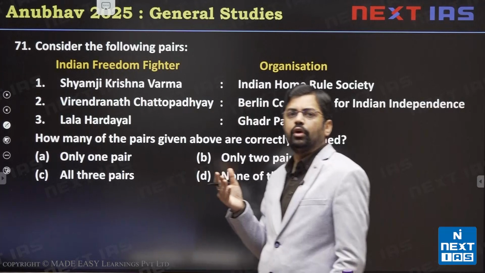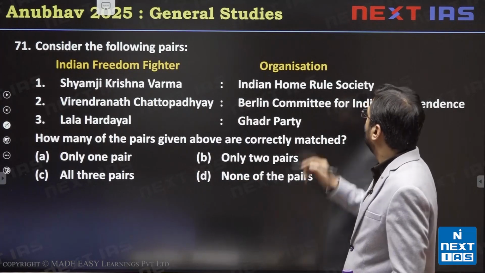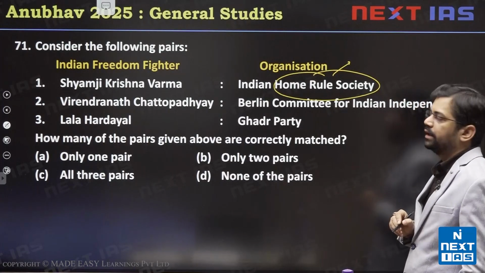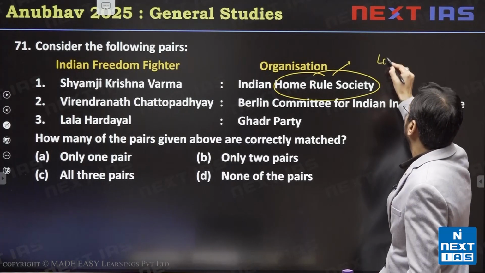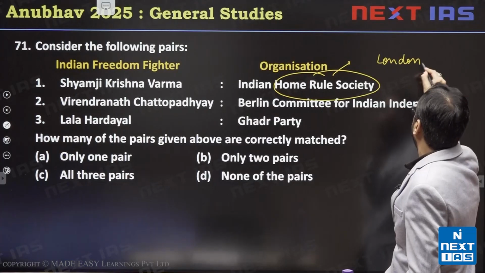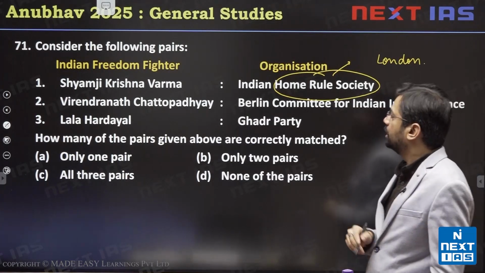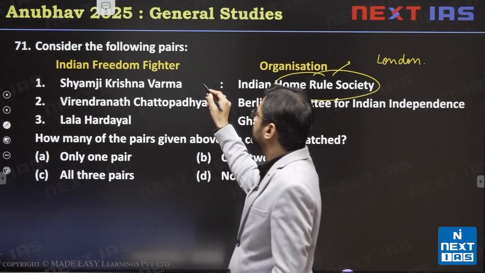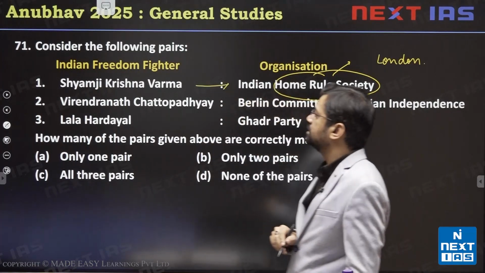Then he is going to form an organization, the Indian Home Rule Society. So, definitely to promote home rule, and this society is going to be formed in London, right. So, he is going to promote the idea of home rule, and he is going to form this society in London. Shyama Krishna Verma is going to be the correct answer.